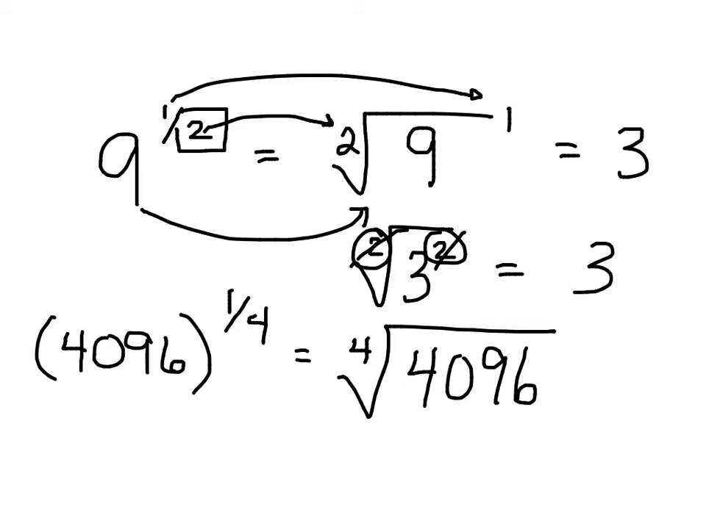7 times 7 is 49. Times 7 again is 343. Times 7 is 2,401. Ooh, we're getting closer, I think. Feels like forever. 8 times 8 is 64. Times 8 is 512. Times 8 is 4,096. So we have a winner.